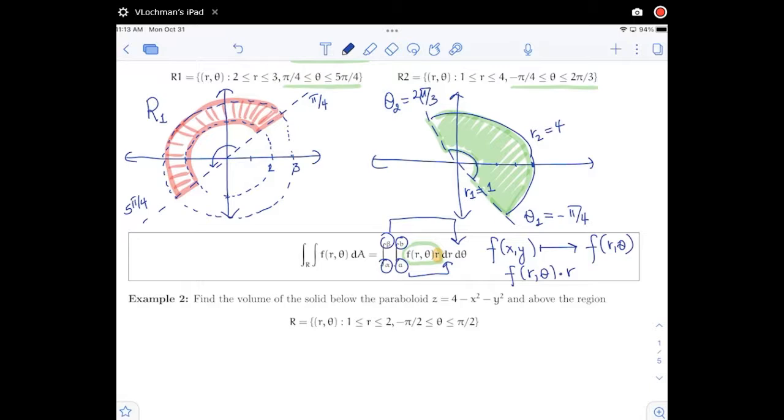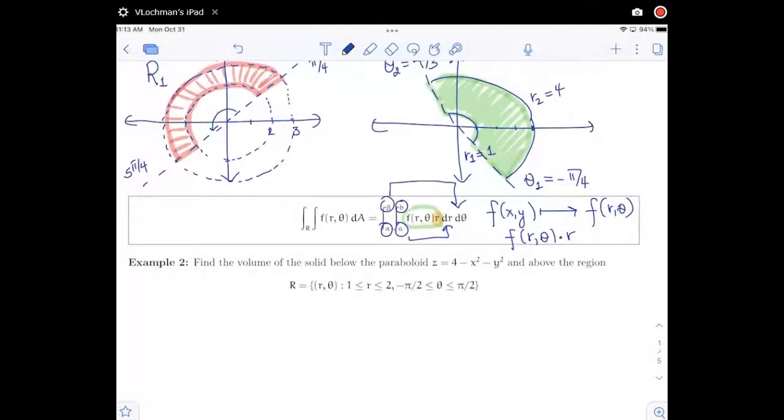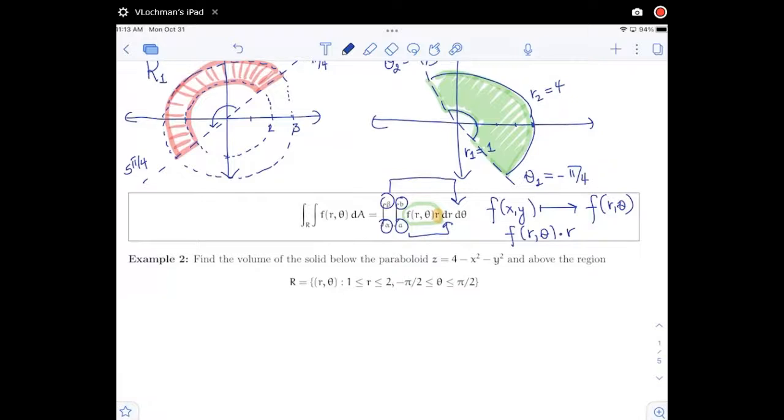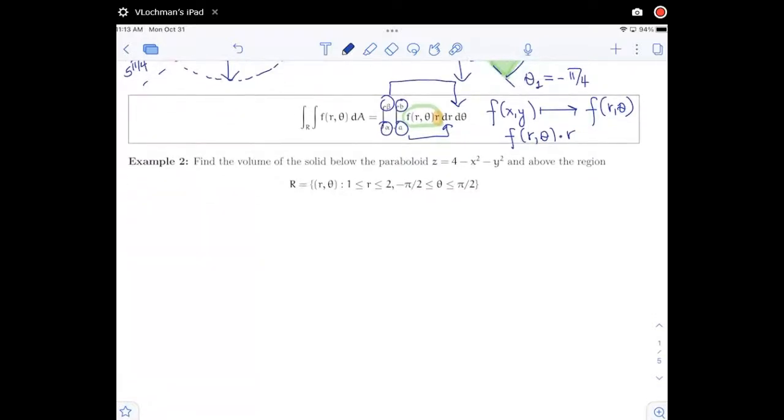So let's go ahead and apply this formula to the first example. It says find the volume of the solid below this paraboloid and above the region R, where r is between 1 and 2 and theta is between negative pi over 2 and pi over 2. I'm going to make a sketch of R. You don't always have to do that, but it's a good idea to make those connections, to see what this looks like graphically. We should be able to convert this representation into a picture.